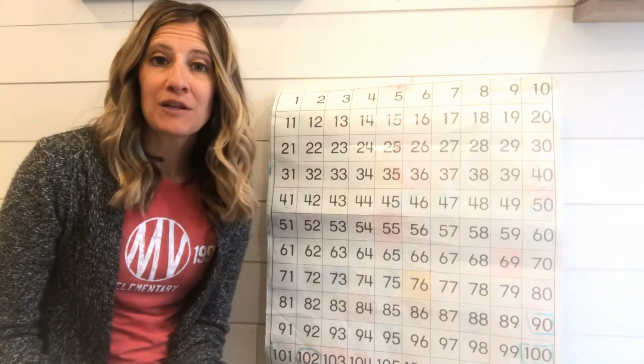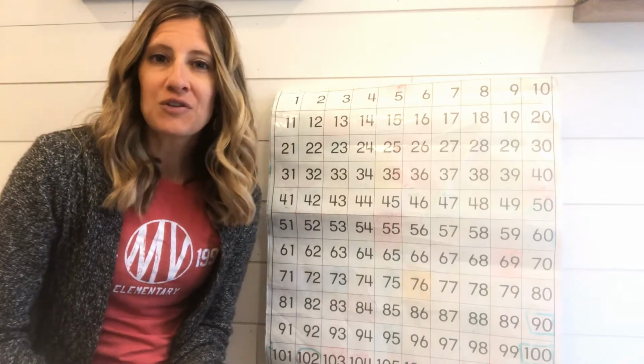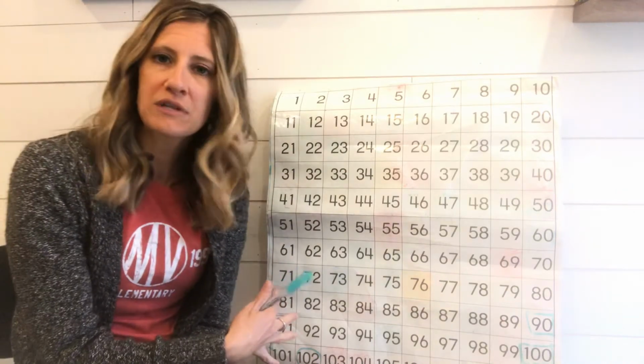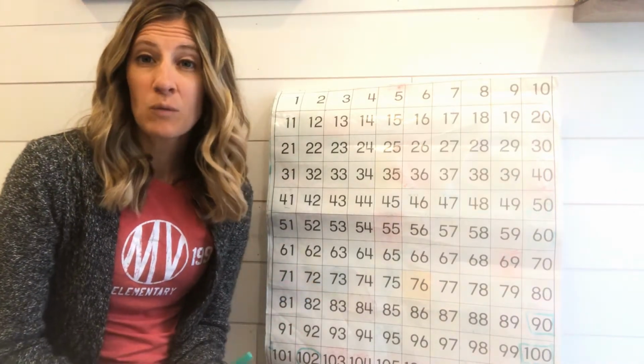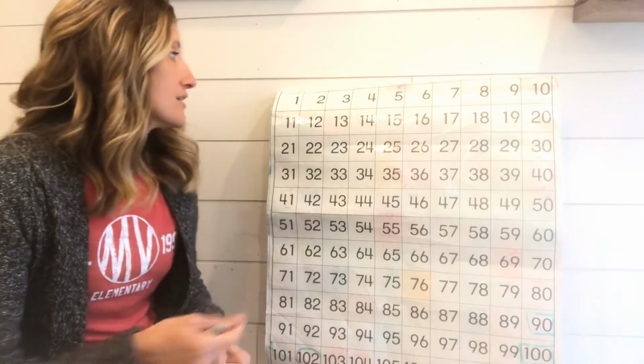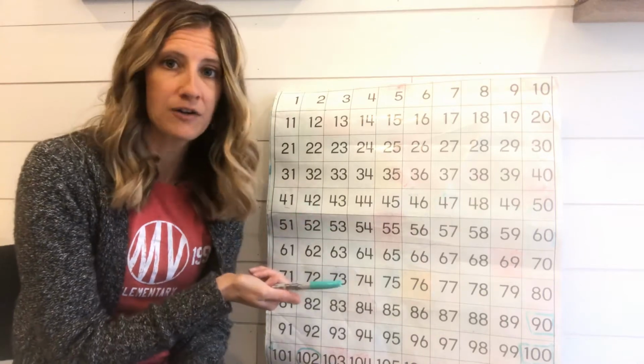Today we're going to be looking at the number grid. This is a number grid you see in your classroom, and we're going to be looking at patterns that we see, but more importantly, we're going to learn how to add and subtract tens. So if you look at the number grid, you can see that there are patterns.